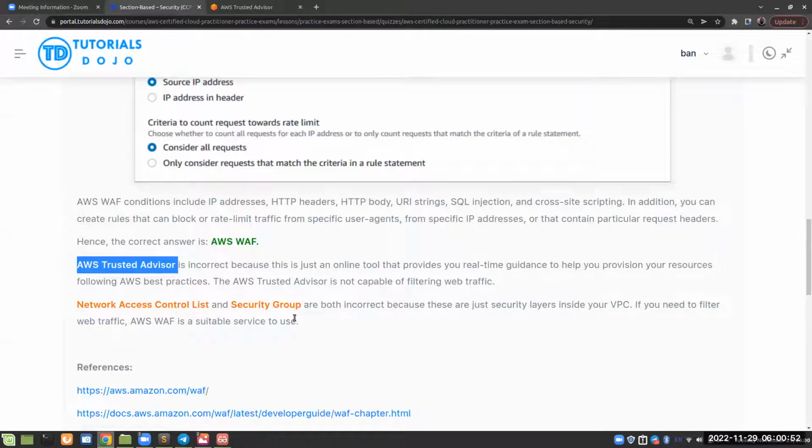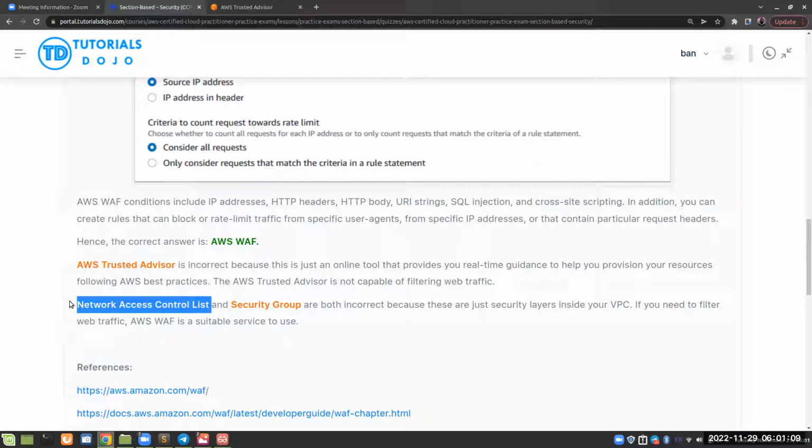The network access control lists and security groups are both incorrect because they are just security layers inside your VPC. If you need to filter web traffic, the WAF is suitable. Where do you use the network access control list?